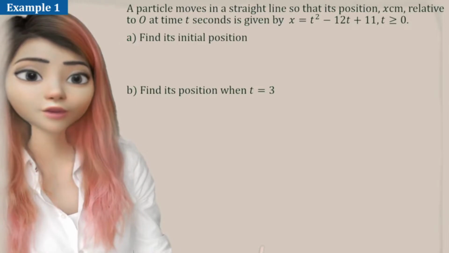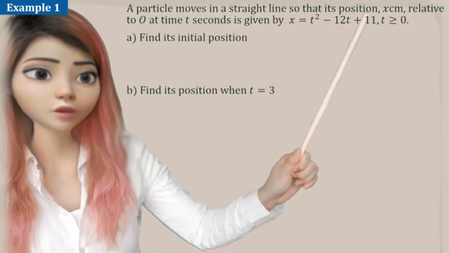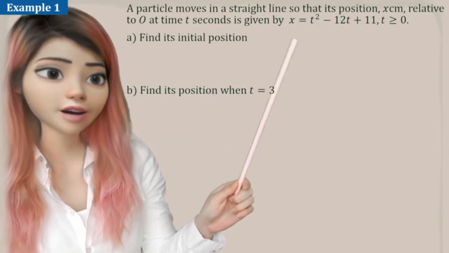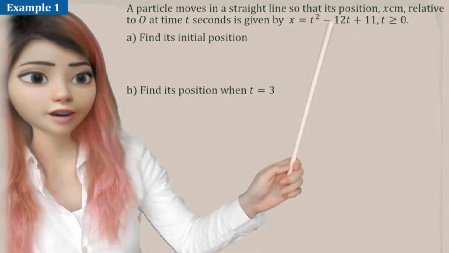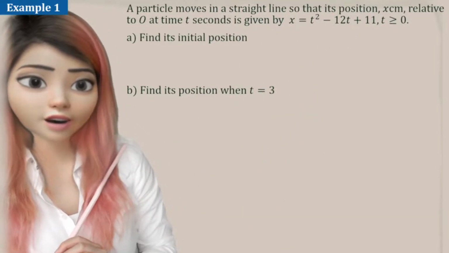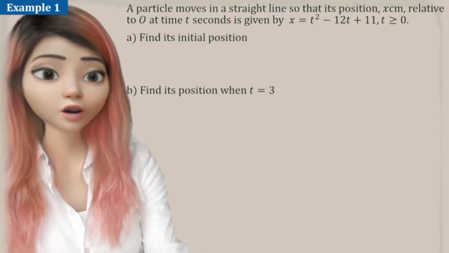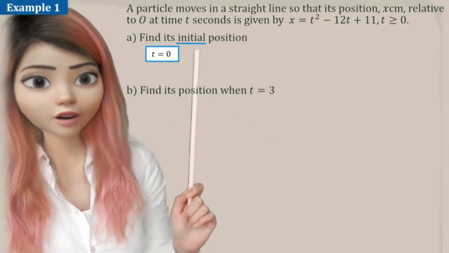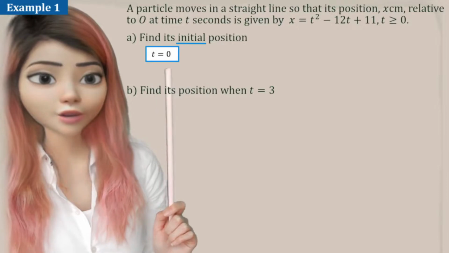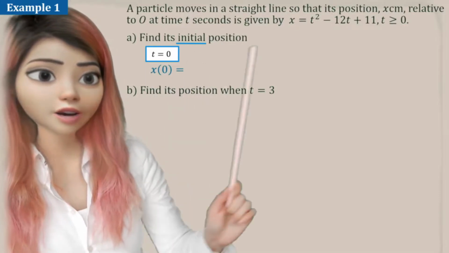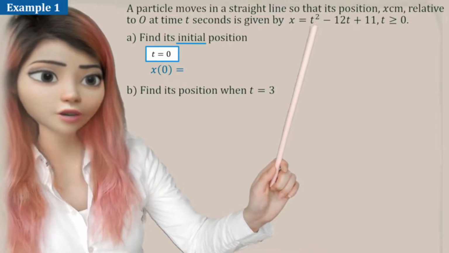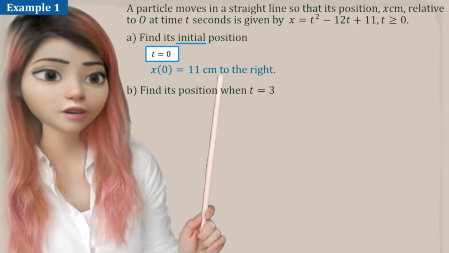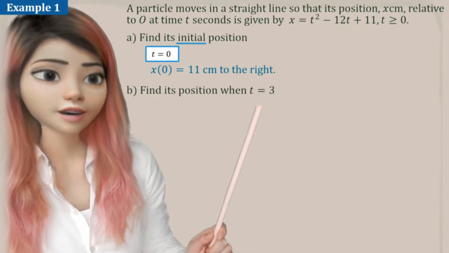Let's do some examples. A particle moves in a straight line so that its position x centimeters relative to the origin at time t seconds is given by x equals t squared minus 12t plus 11, where t is greater than or equal to 0. Find its initial position, and then we're going to find the position when t equals 3. So the initial position means t equals 0. We often ask initial and final a lot, so make sure you remember what it means. So for x, time equals 0, what is x equal to? Well, 0 minus 0 plus 11 is just 11. So initially, it's 11 centimeters to the right. What happens when t equals 3?